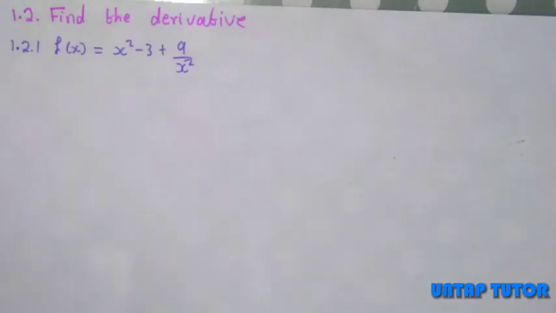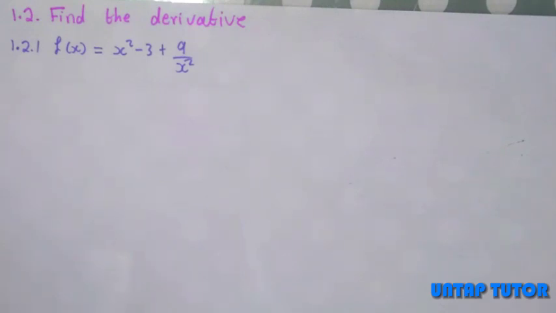So going to 1.2, it says find the derivatives. So our first question, 1.2.1, says if f of x is equal to x squared minus 3 plus 9 over x squared. So how do we do this? We first check if our equation consists of any brackets. So there are no brackets.